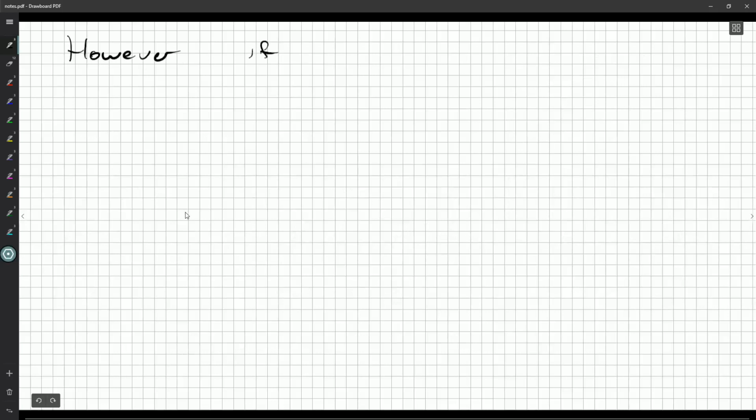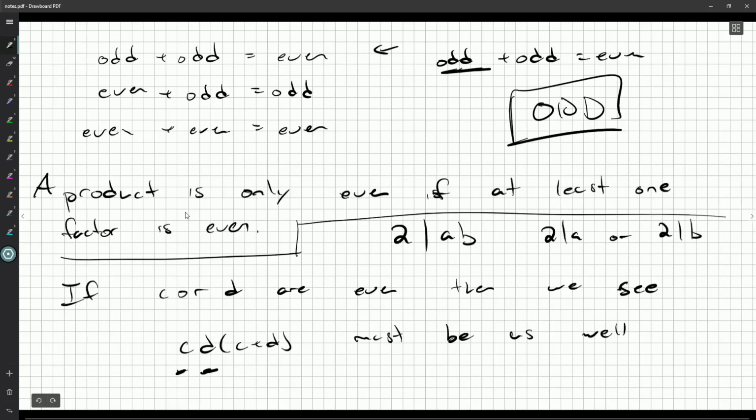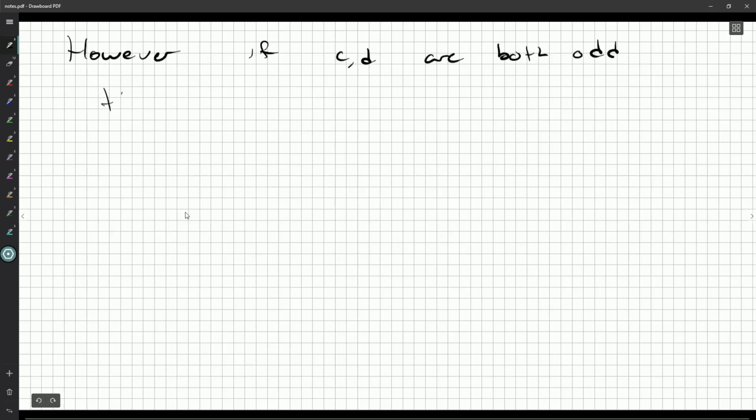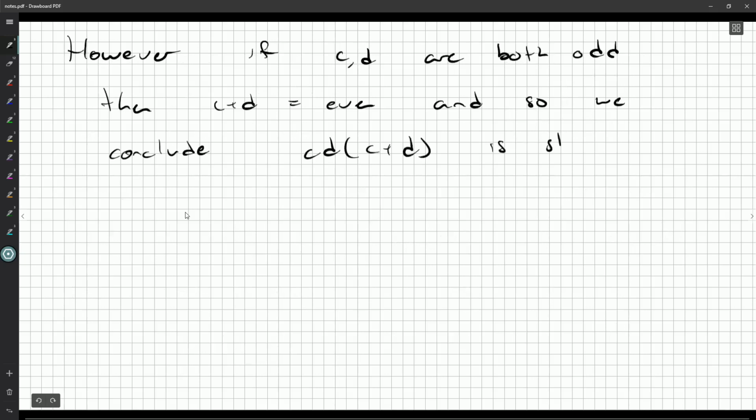So, however, if c and d are both odd, well, then we've got 2 odd factors here. What are we to do? That's what this third factor covers. So if c and d are both odd, then c plus d is even. And so we conclude c times d times (c plus d) is still even. So that's enough reasoning.